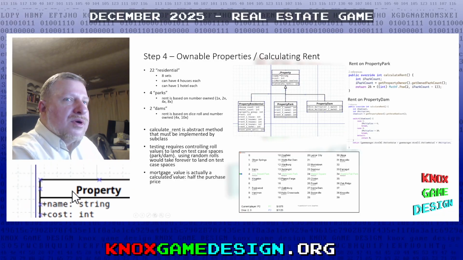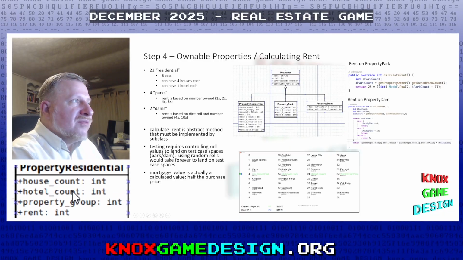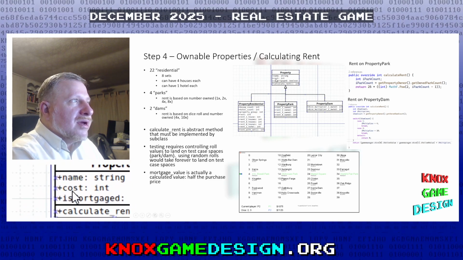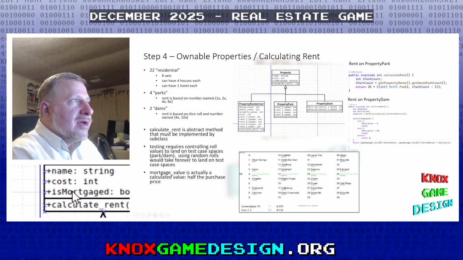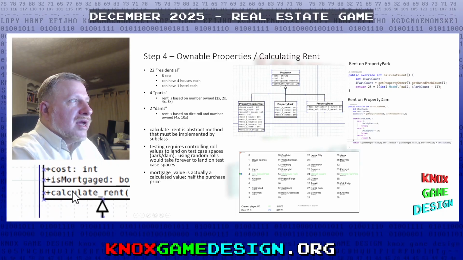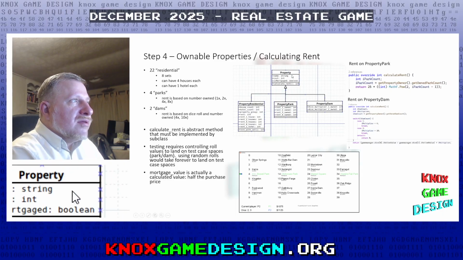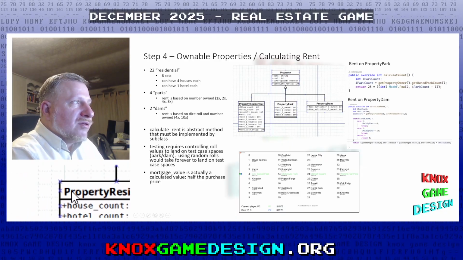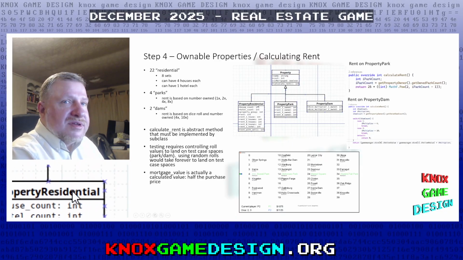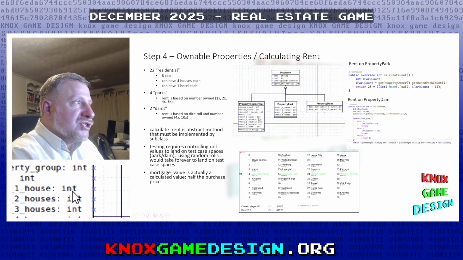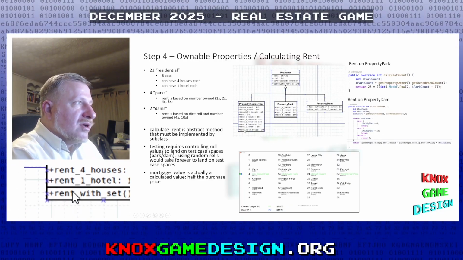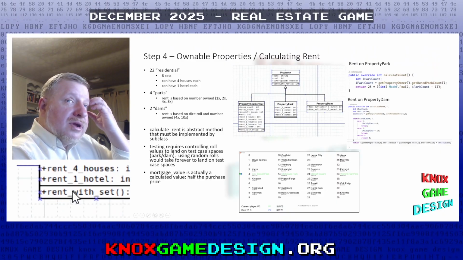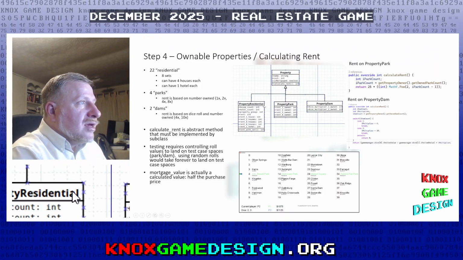So now we're extending the properties class. So I'm going to have 3 subclasses. I've got a property right here with a cost, a name, is mortgaged, and a calculate rent value. So that's all in this abstract property class right here, but it's going to have 3 subclasses: property residential, which is kind of like what I was just showing with the houses and hotels and rent values, and it's going to double the rent if you own the complete set in a group.